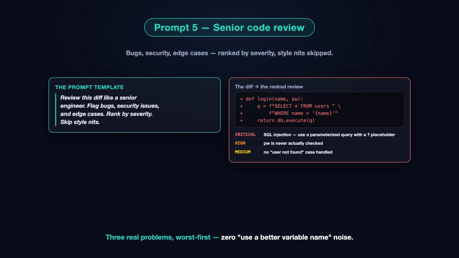Here's a login function that builds a SQL query with an f-string, dropping the username straight into the text. The review comes back ranked. Critical, security, that's a SQL injection, use a parameterized query with a placeholder instead. High, bug, the password is never actually checked. Medium, edge case, no handling for when the user doesn't exist. 3 real problems, worst first, 0 style noise. That's a review worth reading.